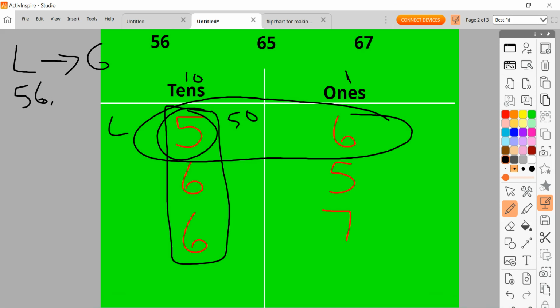Now, again, we said, look at that and look at that. They are the same, just like before. But now I'm comparing these numbers in the ones place. So I'm going to go to my ones place, and I'm going to say, which one is the next smallest number? Well, 5 is my next smallest number. So I know that 65 is the next number. And of course, my last number is 67.